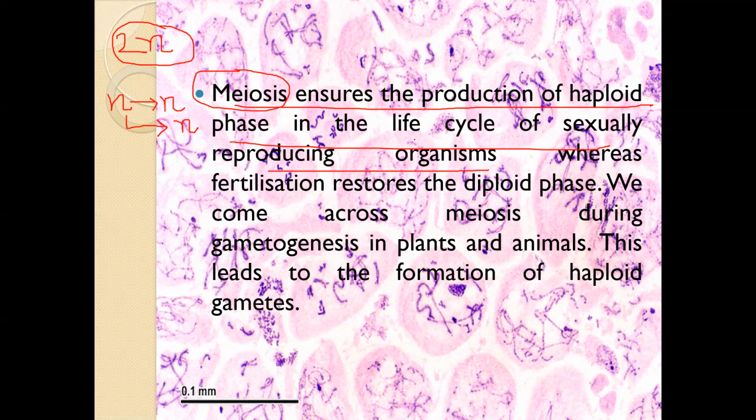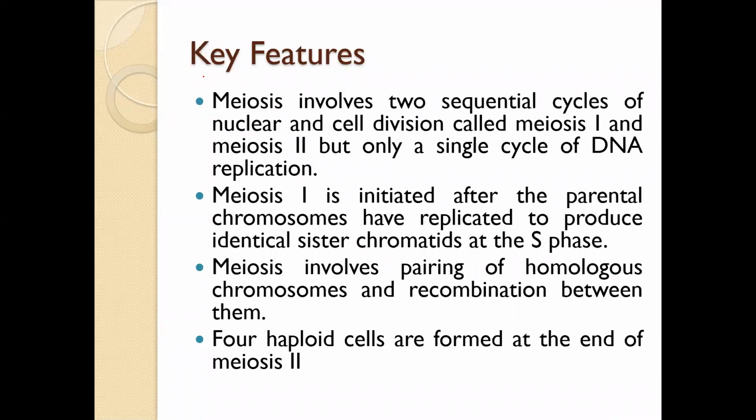Now we come across meiosis during gametogenesis in plants and animals. This you have already studied at your secondary and higher secondary level. This leads to the formation of haploid gametes. So now, what are the key features of the meiosis process?